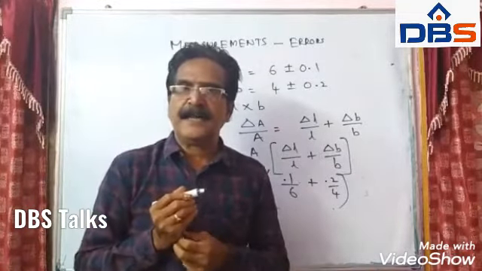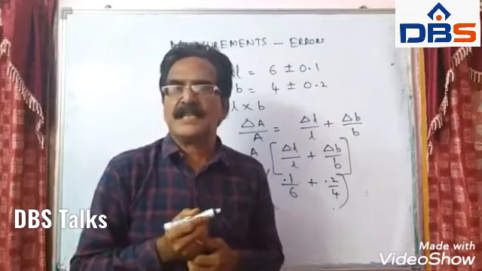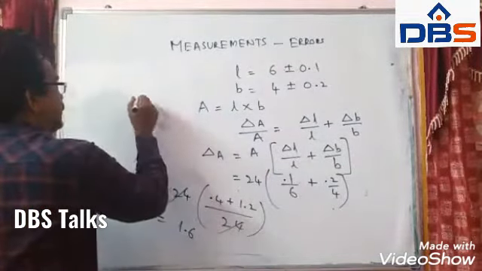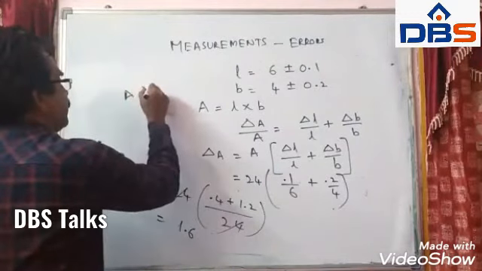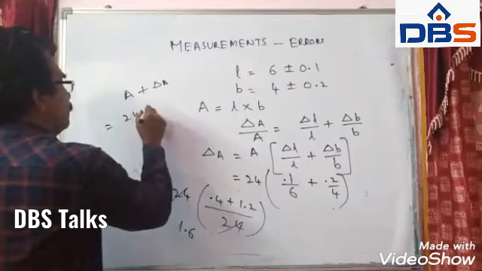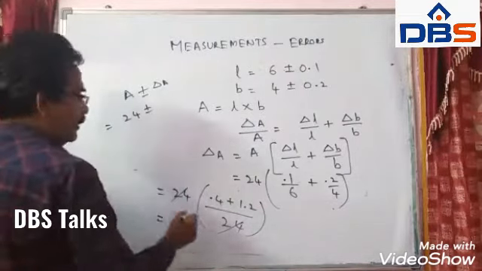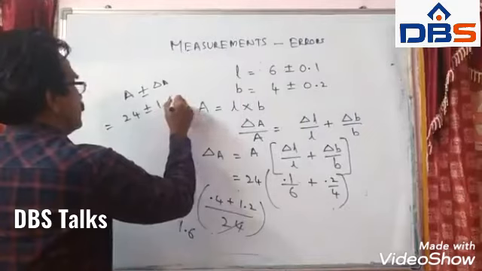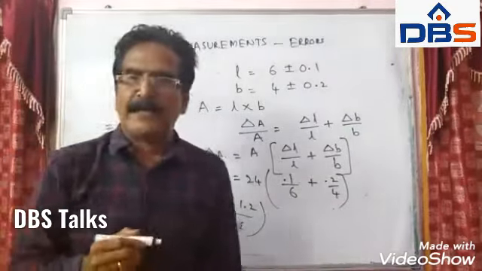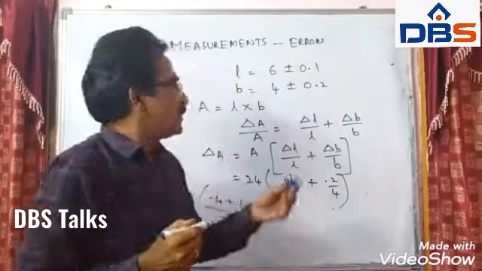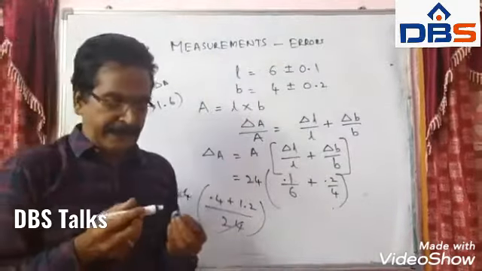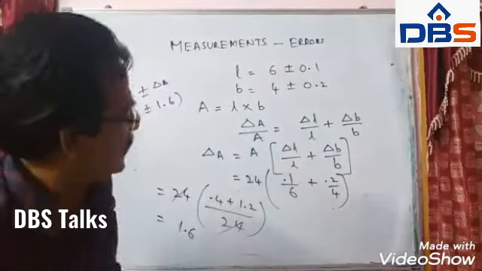So now what is the area of the plate? A plus or minus delta A, that is equal to 24 plus or minus 1.6 square centimeters. So this is a very simple problem friends. Okay, let us see the next problem friends.